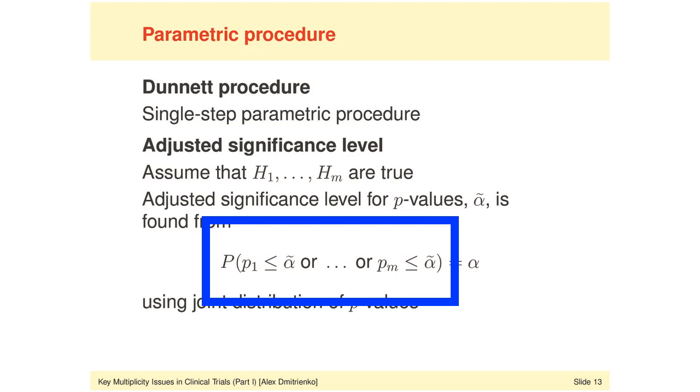We can compute this probability for any value of the adjusted significance level, alpha tilde, and we can choose that adjusted significance level in such a way that this probability exactly equals alpha. It's not going to be less than or equal to alpha, it's going to be exactly alpha. In this case, we don't need to use upper bounds anymore.